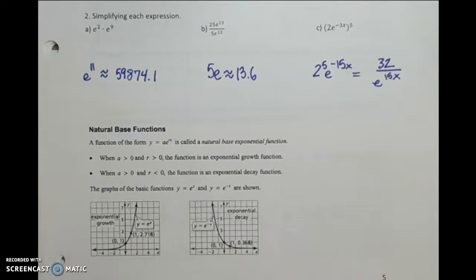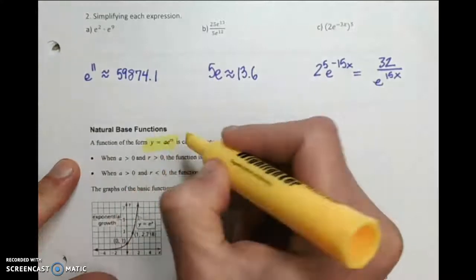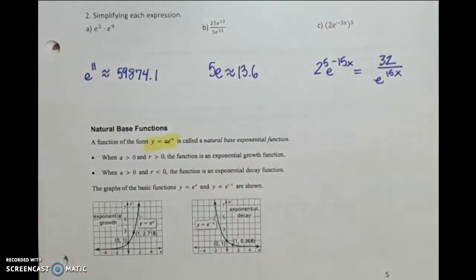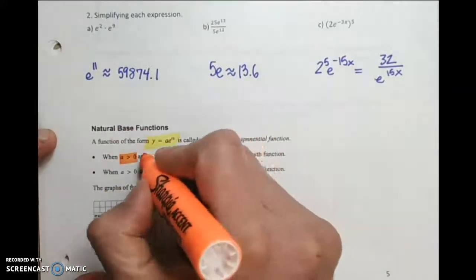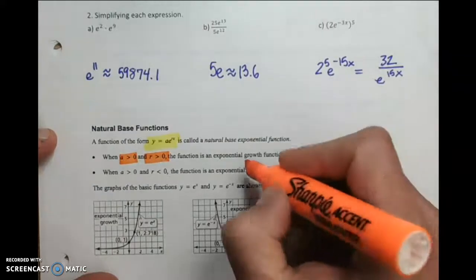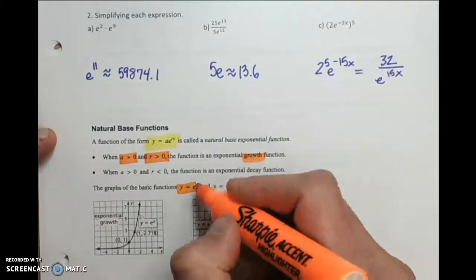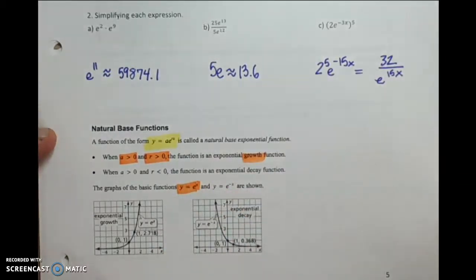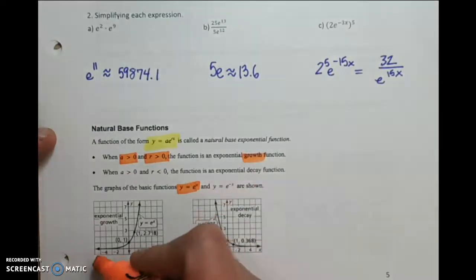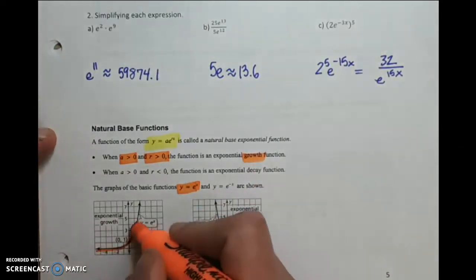I'm going to go ahead and go over natural base functions. A function in the form y equals a times natural base e with r times x as an exponent is called a natural base exponential function. If a is greater than 0 and r is greater than 0, then that is exponential growth. So here's our parent function, or our most basic function, y equals e to the x, natural base of x, and that goes up.